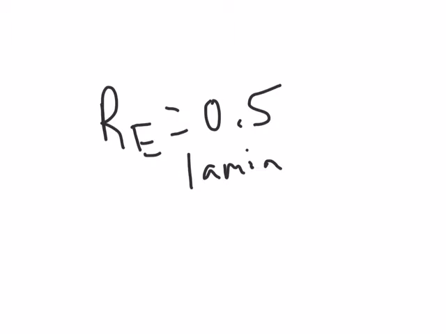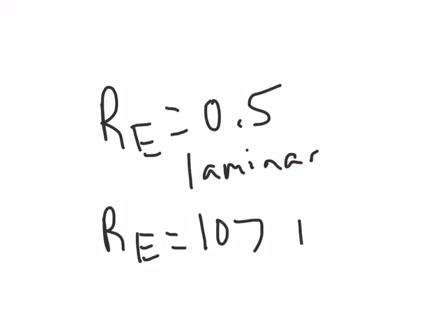Okay, I'll write that here. RE of 0.5 is laminar, and RE of 10 or greater is turbulent. And we base this off a flat plate.